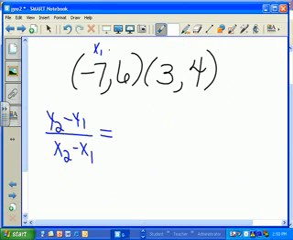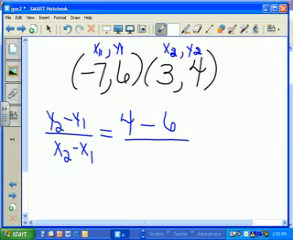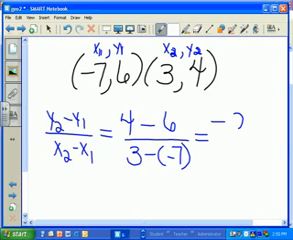And then this point is x1 comma y1. This point is x2 comma y2, just the first x and the first y and the second x and the second y. That's all that means. So then y2 is 4 minus y1 is 6 over x2 is 3 minus x1 is negative 7. So we get 4 minus 6 is negative 2 over. Now what happens when we subtract a negative 7? Minus a negative is plus a positive, so that's going to be 3 plus 7, 10.